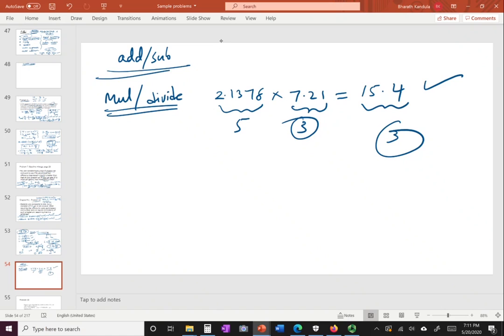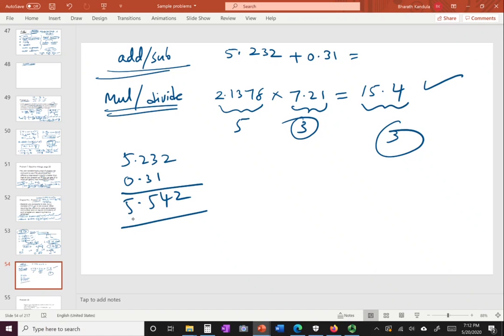Okay, now when adding, you need to look for the number of digits after the decimal point. So let's say you have 5.232 plus 0.31. When you add these two numbers, you will get 5.542, right? So you are getting 4 significant digits here. But you need to look for the number of digits after the decimal.